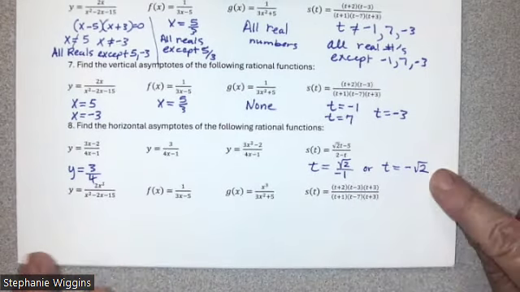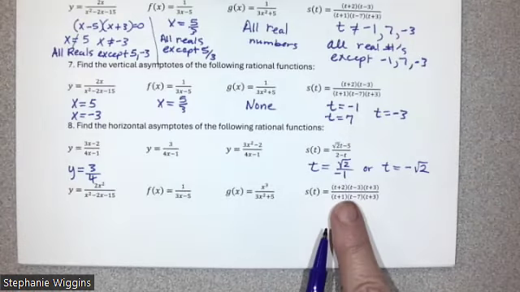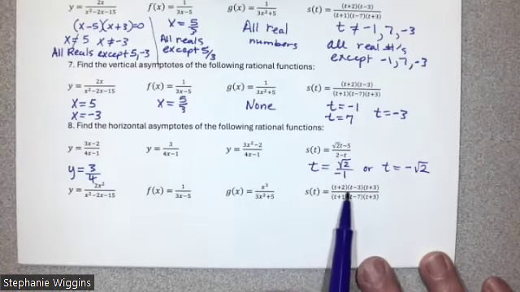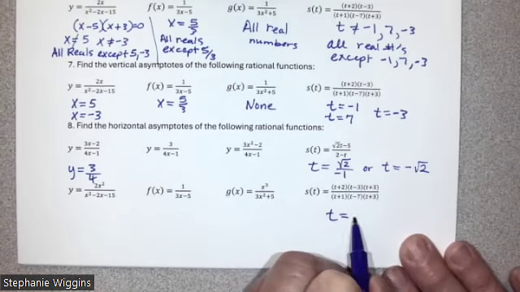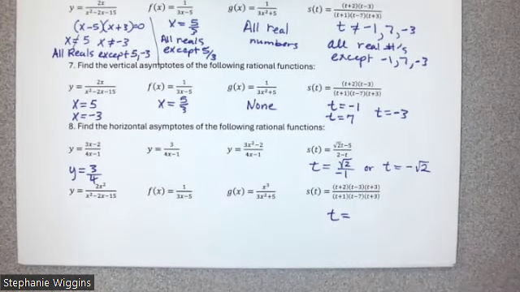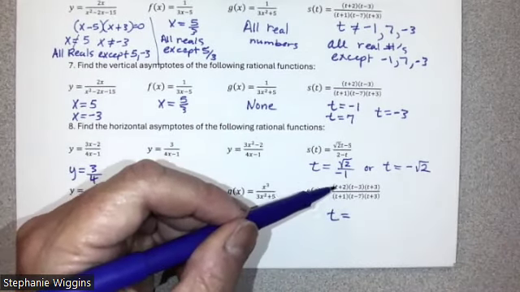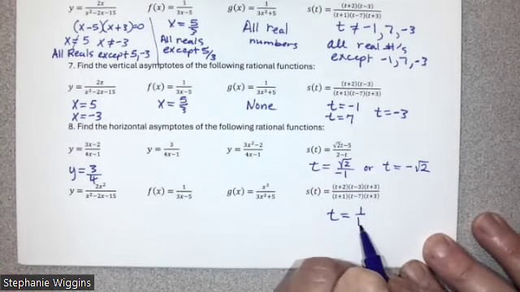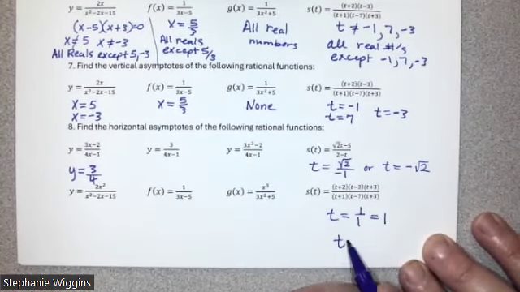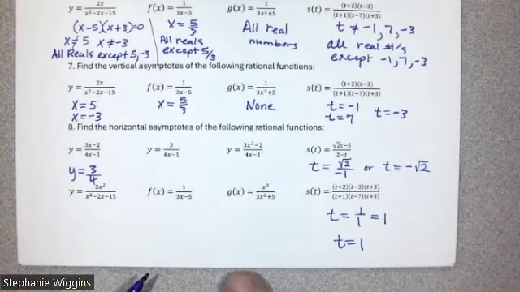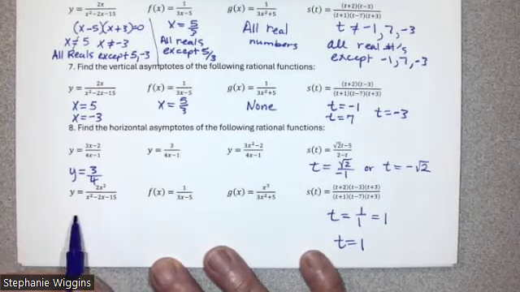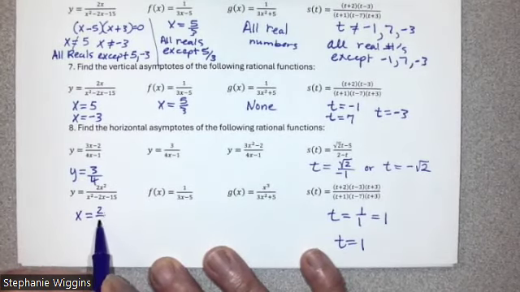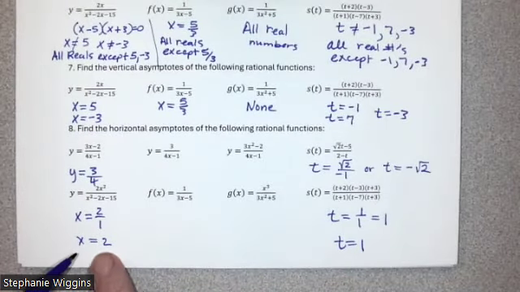Here the degrees match because you're taking t cubed as the highest term here and here. So the leading coefficient for both of these is going to be 1. So it's 1 divided by 1, or just 1. So t equals 1 is a horizontal asymptote. And here the degrees match. Leading coefficient 2, leading coefficient 1. So x equals 2/1, or x equals 2.